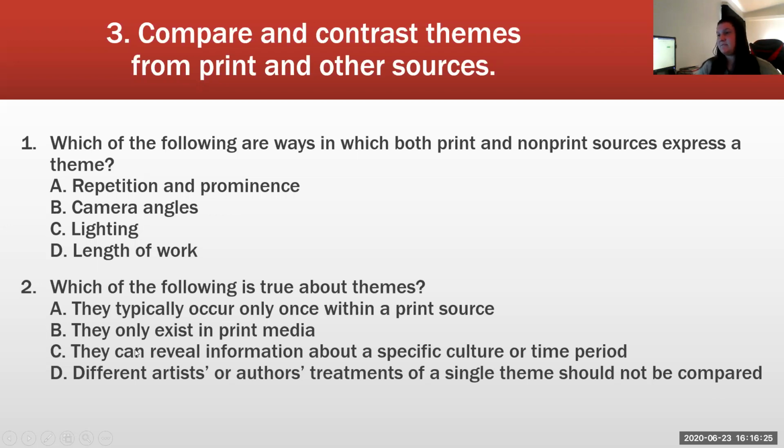Common themes can reveal information about a specific culture or time period. It can reveal information about beliefs, attitudes, and afflictions of people within a culture or within a specific period of time. A movie from the 20s in the US is going to be drastically different from movies in the 30s or wartime. They're going to have completely different themes. So the correct answer is C.